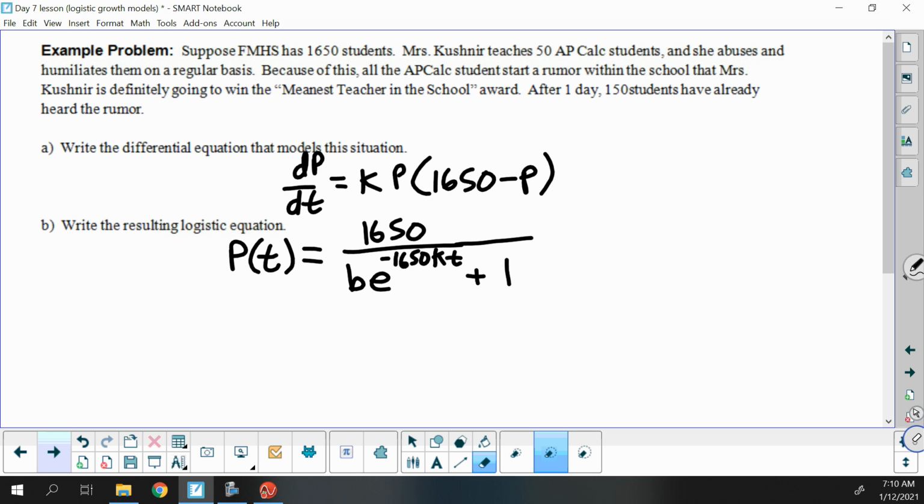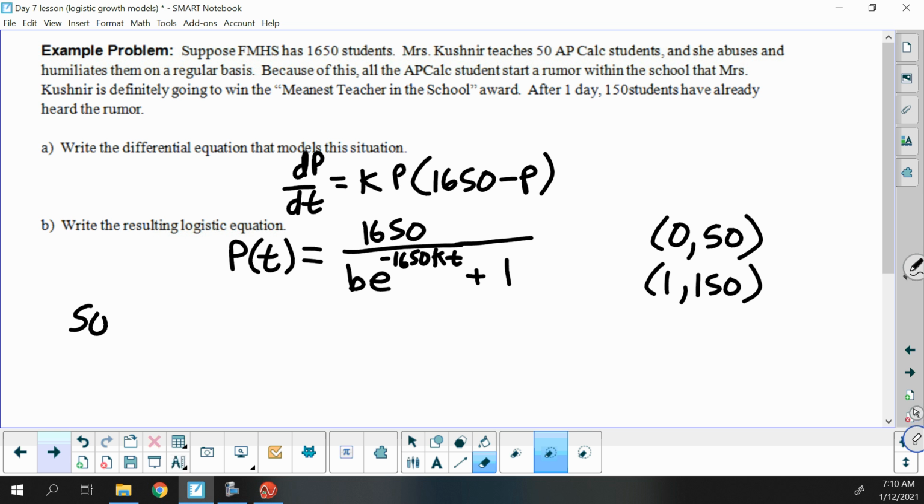So in that equation, we currently have two constants we need to solve for. Conveniently, we know 2 points in the question. At time 0, 50 students should know the rumor because there was 50 students in the class. And after one day, 150 students knew the rumor. So we have 2 points so that we can find the two different constants. Use the one that's easier to start. So we're going to use the 0, 50.